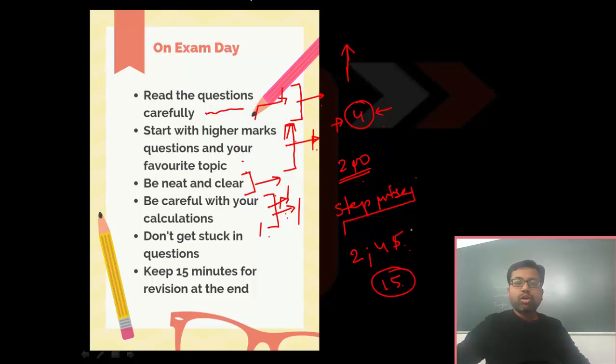And this will happen only if you try to attempt the sample papers in 2 hours 30 minutes and keep 15 minutes for revision. If you are able to achieve this target of solving a sample paper or a previous year paper in 2 hours 30 minutes, you will be able to complete the paper in 2 hours 45 minutes, and then you get 15 minutes for your revision so that any calculation mistake can be rectified.